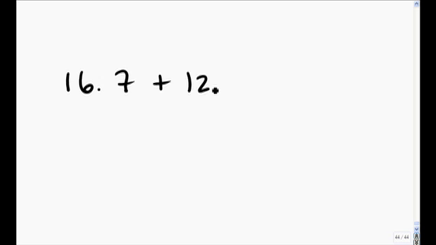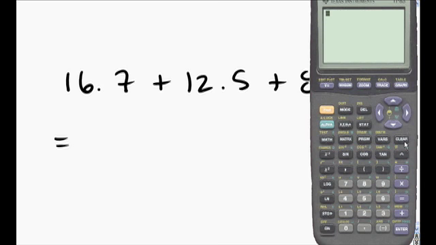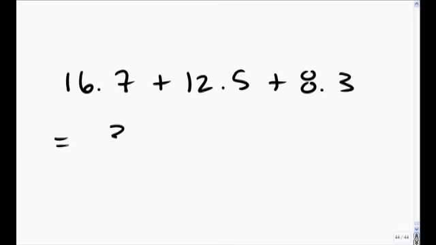16.7 plus 12.5 plus 8.3 is 37.5. 37.5% of the class has between 1 and 3 children.